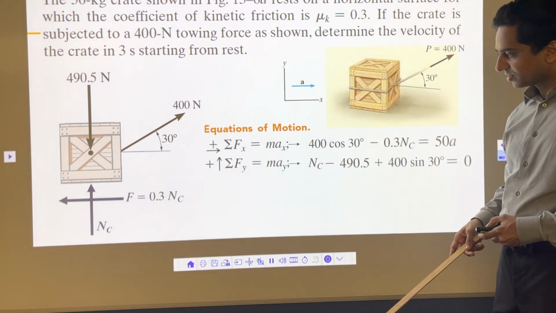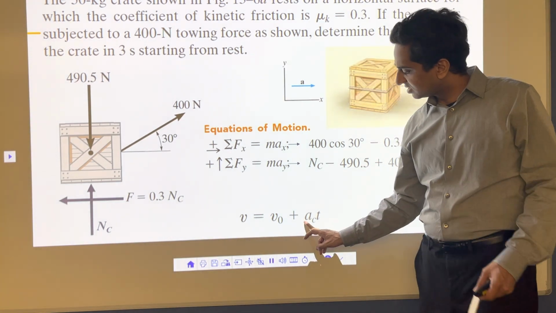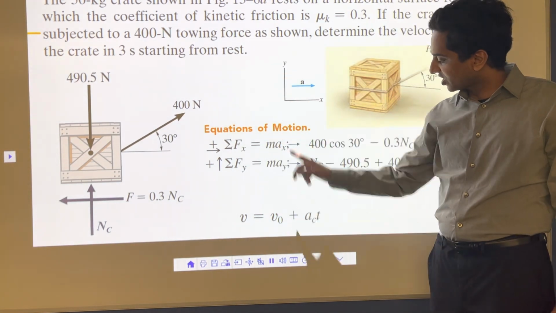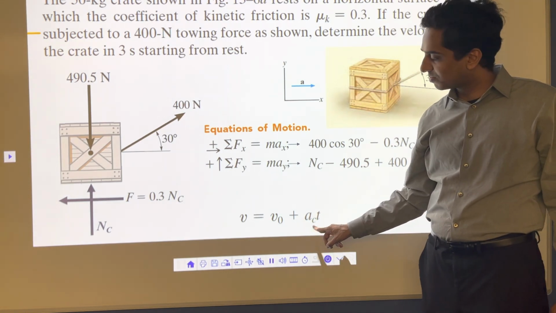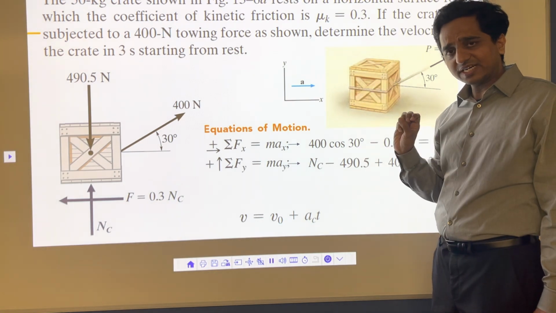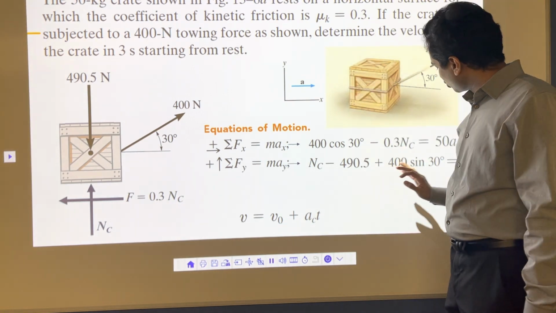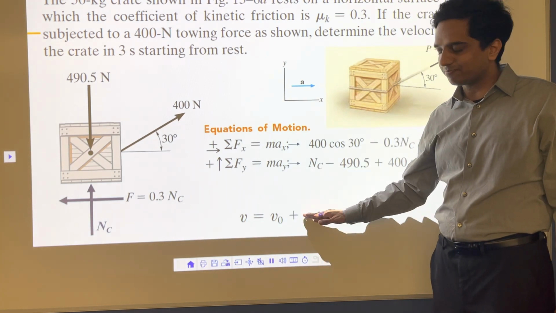It's very simple. Once we have acceleration, we are going to put that acceleration here, and then at the 3-second mark, initial velocity 0, acceleration times 3 seconds, you will get the velocity after 3 seconds, and that's how we can do it. Once you have acceleration, this becomes a chapter 12 problem. You can calculate velocity by using this simple equation.